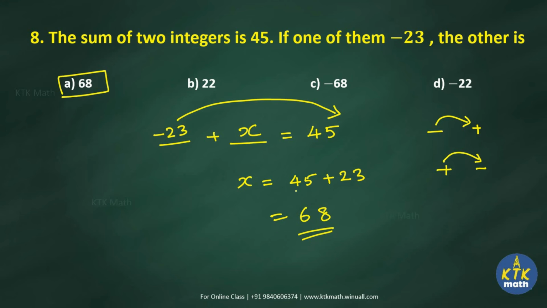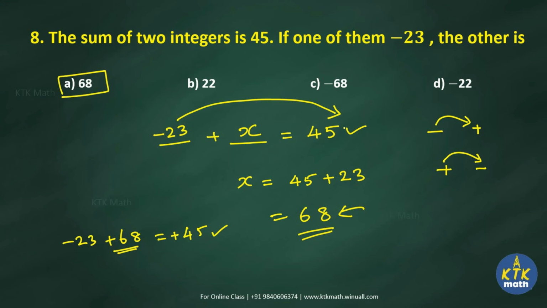Yeah, so if you want to check your answer, you just write this 68 in this position. So minus 23 plus 68. What we used to do when symbols are different, we used to subtract. When you are subtracting, you will get 45. Greater number positive, so your answer is positive. This is what they gave here. So you can easily recheck your answers also for these kind of questions.